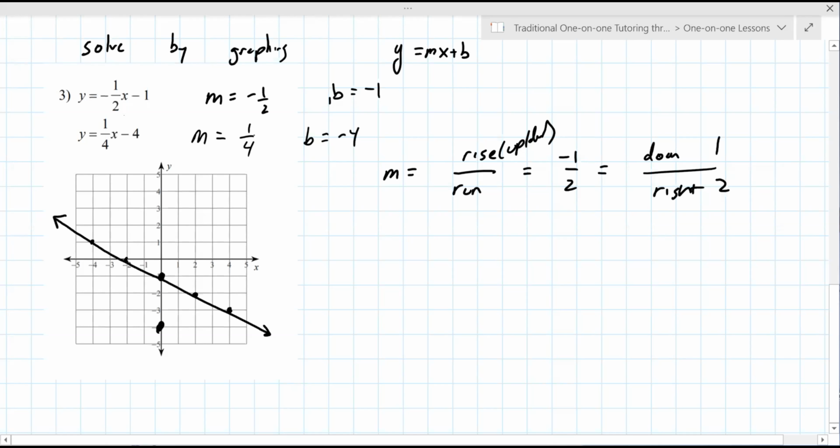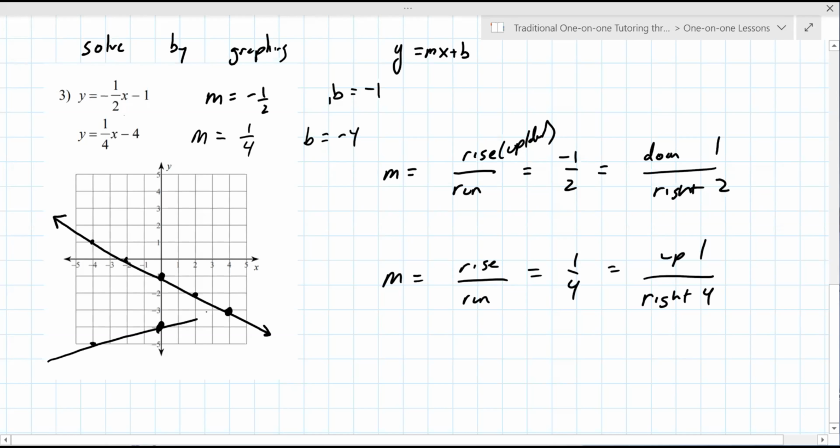And then we go up one. Slope is rise over run. So this time we go up one, and then we go right 4. And then you put it up. So why am I putting it all the way down there? I'm just adding another point. You really need these two points.